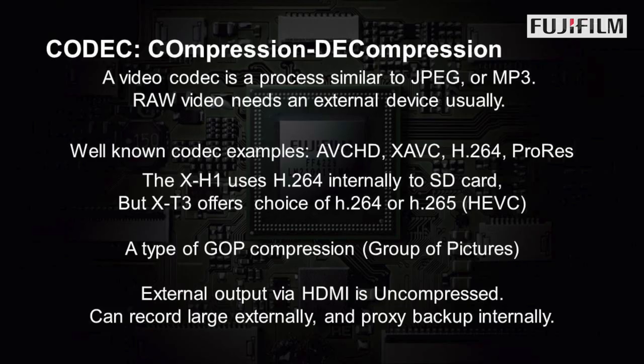Now, you may have heard the term codec. Codec is a shortened version of compression-decompression, and codecs exist in still photography. JPEG is a kind of codec.